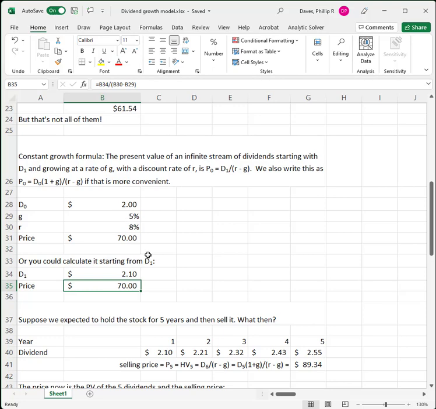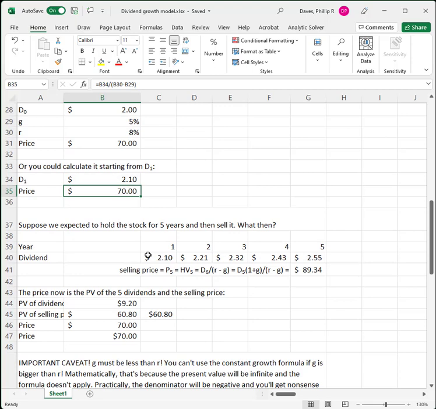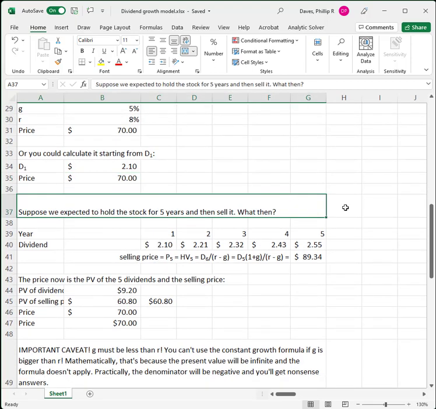Now, let's look at another situation. Suppose we expect to hold the stock for 5 years, and then we're going to sell it.